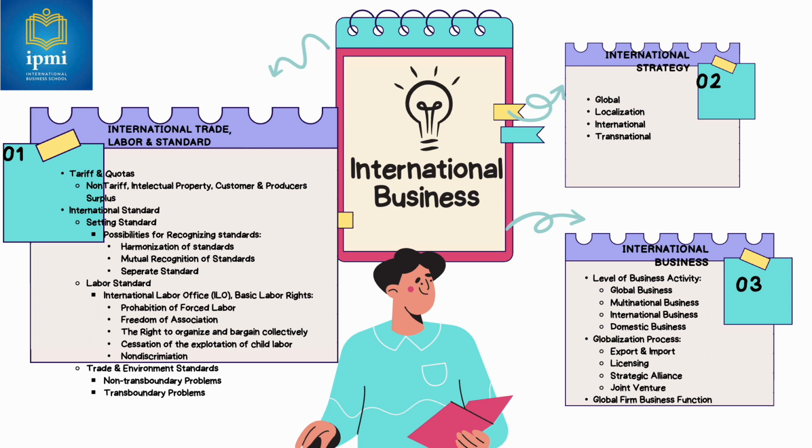Issues related to trade and environment standards are similar to trade and labor standards. The problem is the environmental impact, with a key distinction between transboundary and non-transboundary problems. For example, a transboundary problem is greenhouse gases. A non-transboundary problem does not cross borders, such as pesticide contamination of fields.